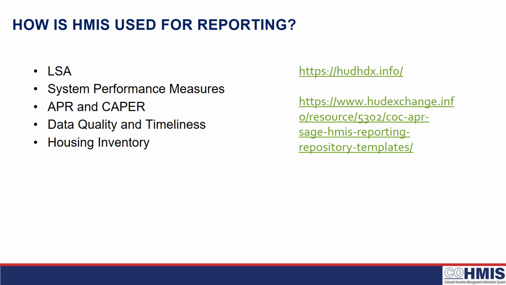Data quality and timeliness reports are used by agencies to measure the completeness and timeliness of information. If data quality is bad, then reports will reflect inaccurate information and can affect the outcome and effectiveness of data for evaluators. We'll talk more about these when we get to the data quality portion of the training. The Housing Inventory Count, or HIC, is used in conjunction with the point-in-time count every January to determine how well our emergency shelters accommodate the needs of the homeless population.